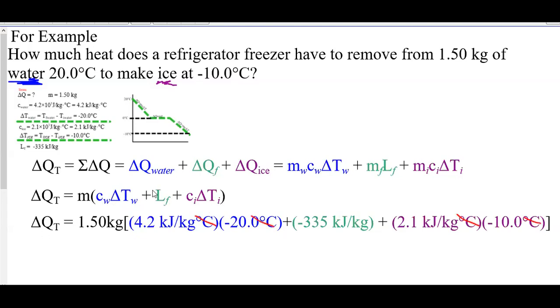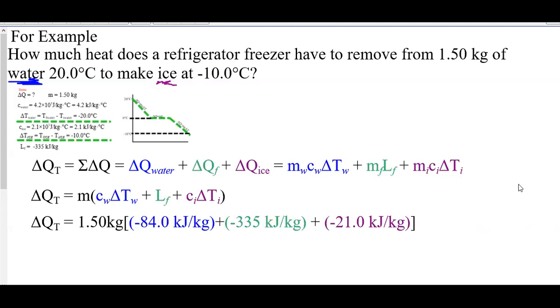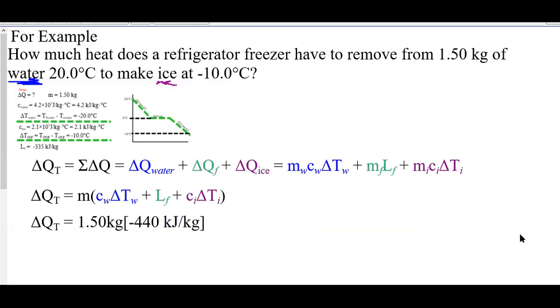So do the math, cancel off your temperatures for your two specific heat capacity equations. The temperatures cancel out and you're left with kilojoules per kilogram, which is handy. When they're all the same unit, you can just work it through. So again, I have three numbers now. They're all negative. I can now just combine them all together, get negative 440 kilojoules per kilogram, and then it's just a simple matter of canceling out your kilograms and doing the rest of the math. So in order to convert 1.5 kilograms of water at 20 degrees Celsius to make ice at negative 10 degrees Celsius, you have to remove 660 kilojoules of energy. That's therefore the negative.